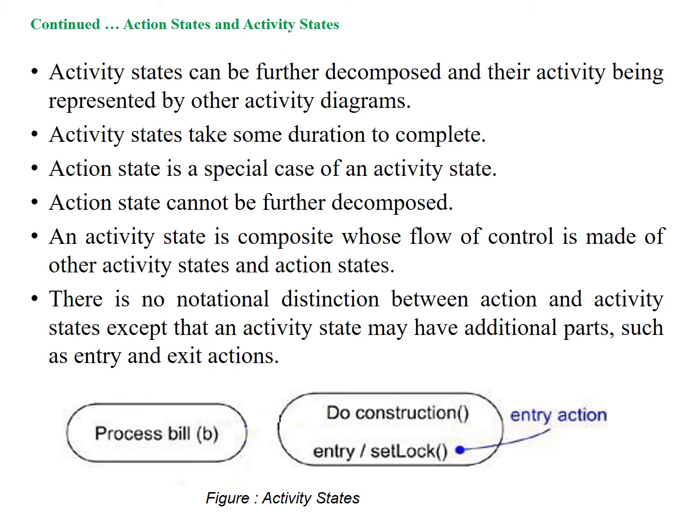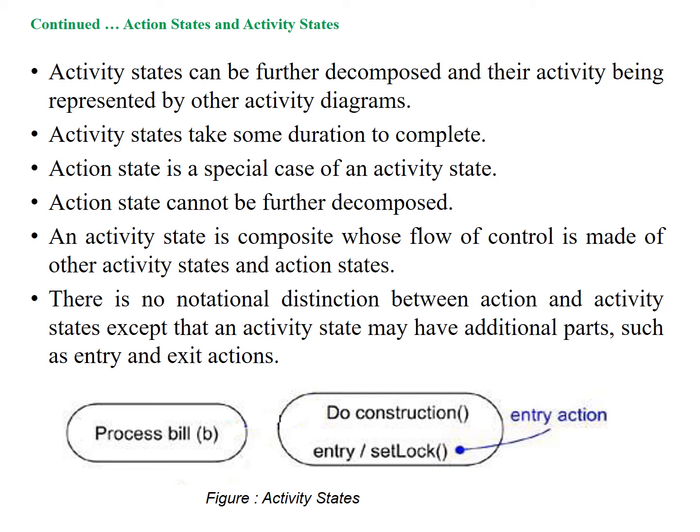Activity states can be further decomposed and their activity being represented by other activity diagrams. Activity states take some duration to complete. An action state is a special case of an activity state. An action state is an activity state that cannot be further decomposed. An activity state is composite, whose flow of control is made up of other activity states and action states.